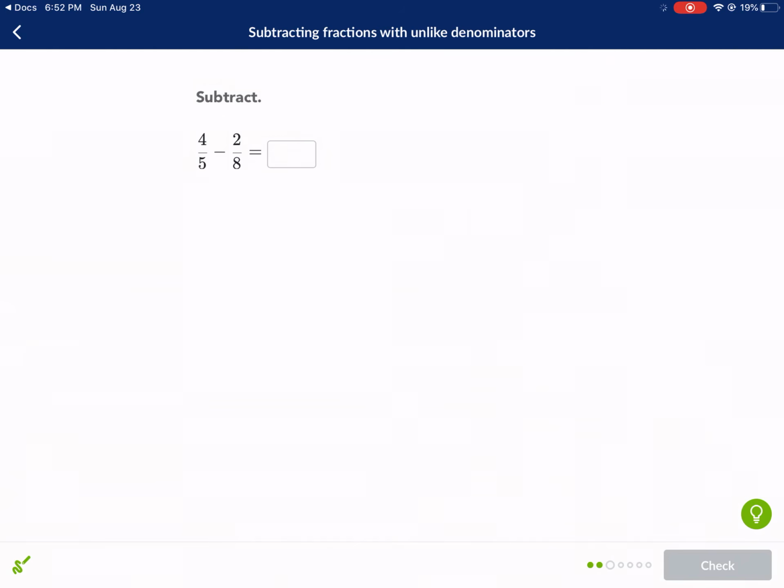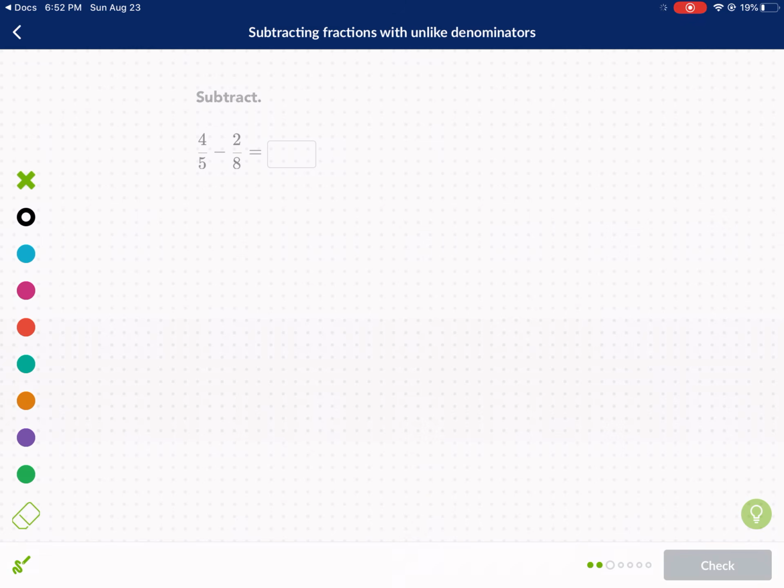All right, next question. Here we go. I like writing it like this. We have 4 over 5. I'm going to show you, you can just make sure you add the negative when you're done. I like putting it in beforehand, but just remember that negative. I'm going to leave it circled.